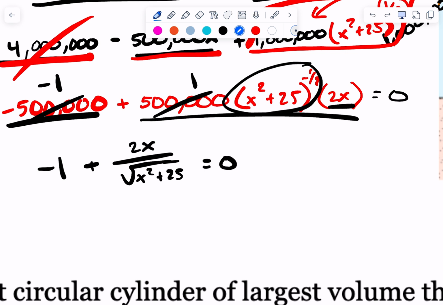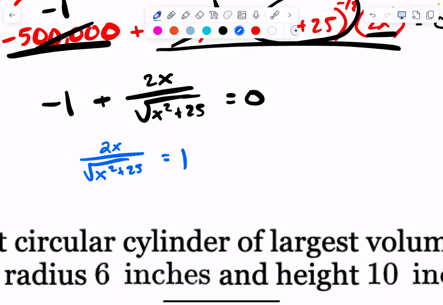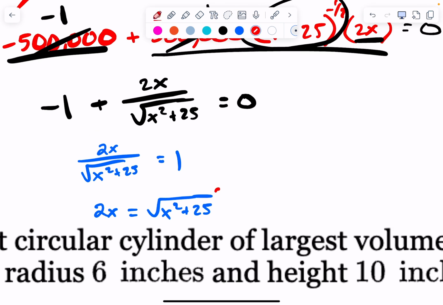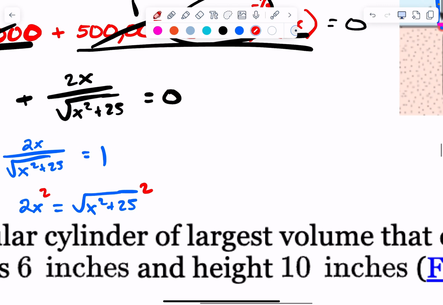Okay, so what do we do now? Add them over. Let's do the 2x over the square root of x squared plus 25 equals 1. Now multiply them over, but he still doesn't go away. 2x equals the square root of x squared plus 25. Now we square it. If I square the left, what's this guy? 4x squared equals x squared plus 25.